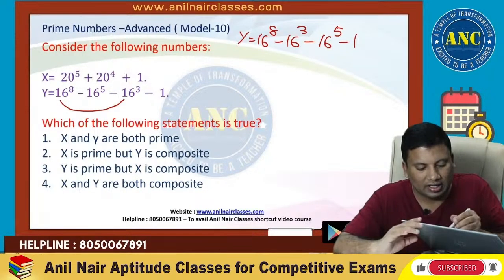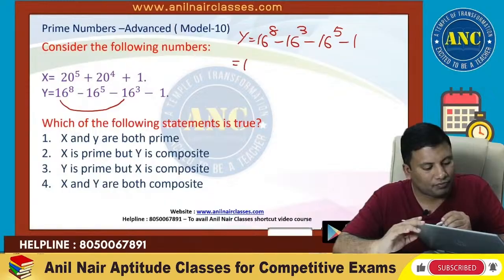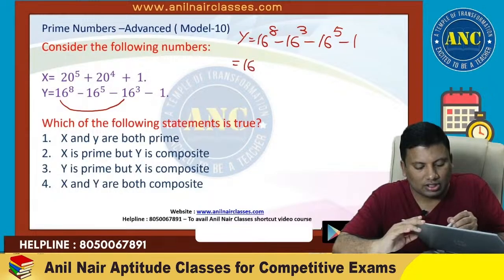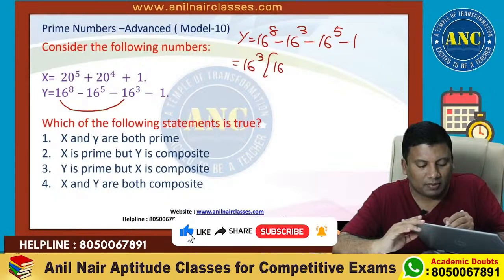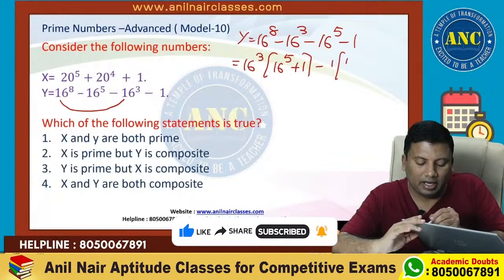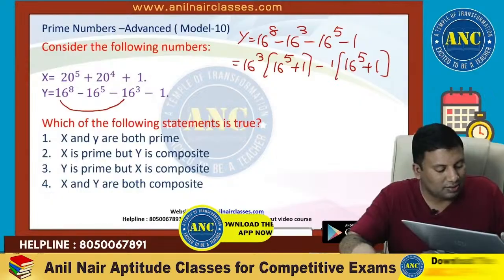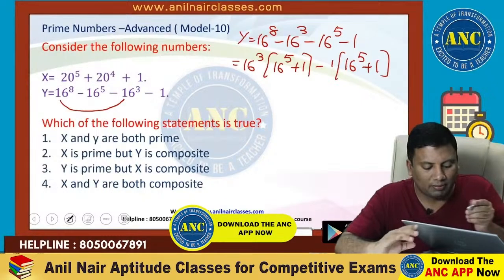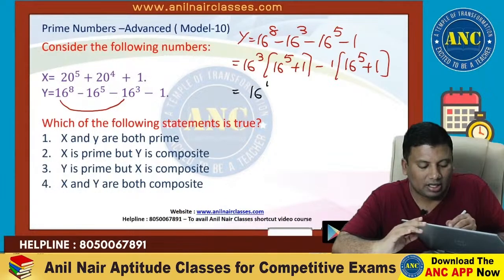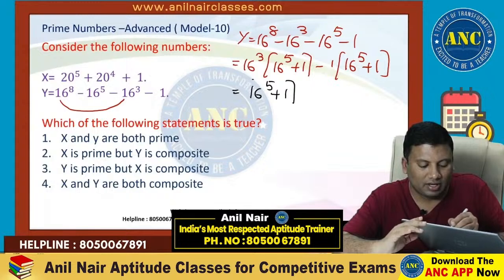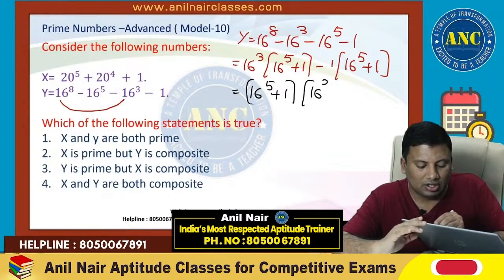Now see here. If I take 16 power 3 common, we get 16 power 5 plus 1. If I take minus 1 common, we again get 16 power 5 plus 1. Now if you observe, this is 16 power 5 plus 1 into 16 cube minus 1.